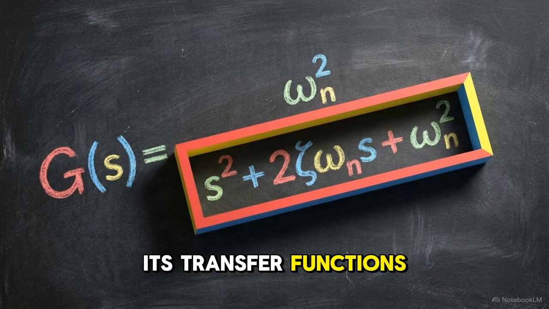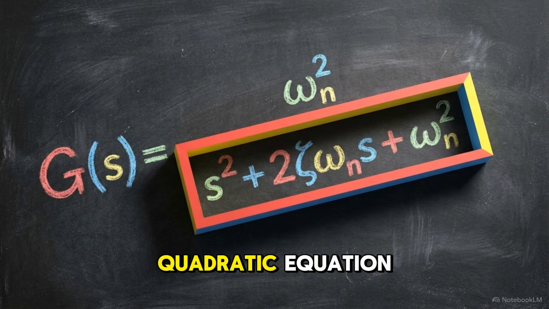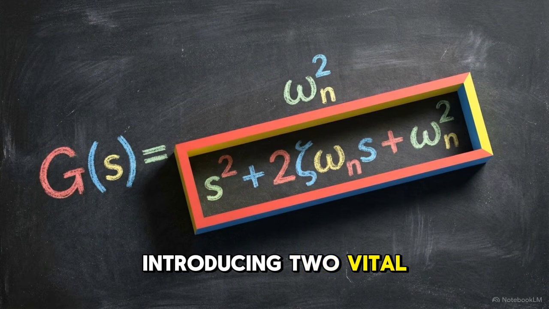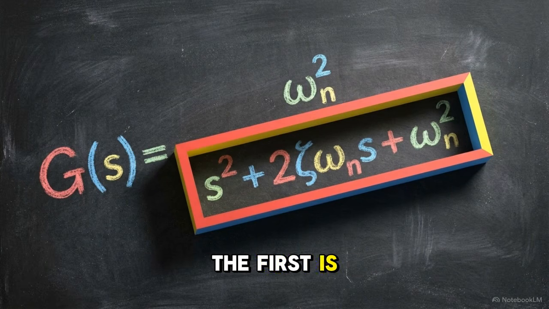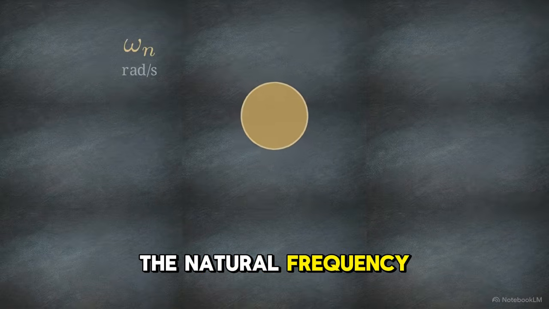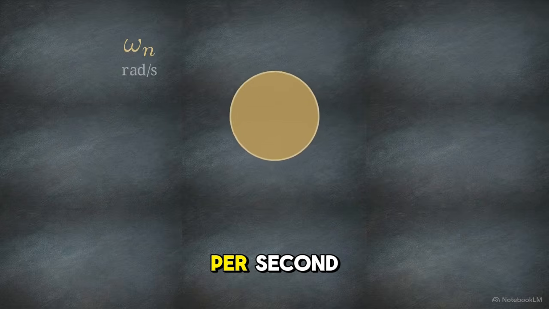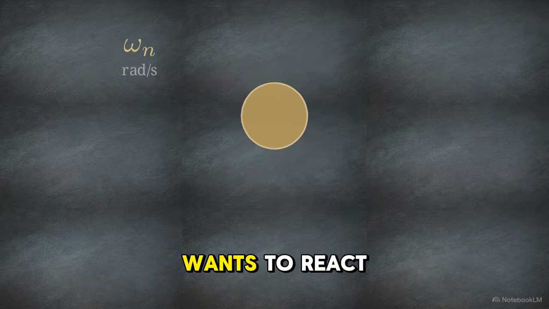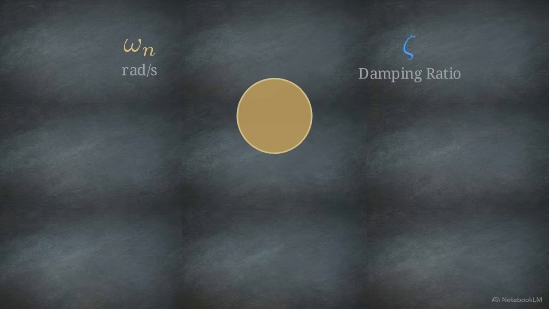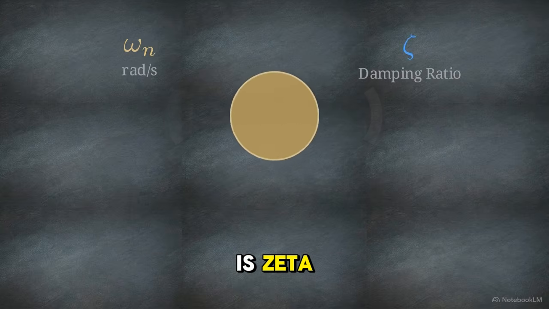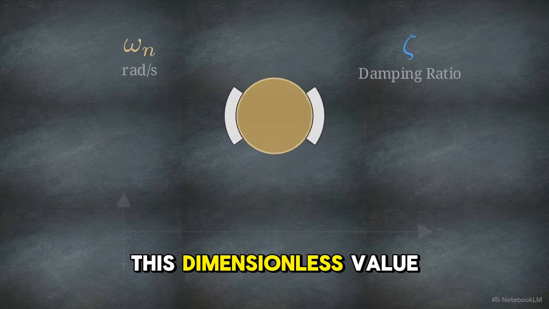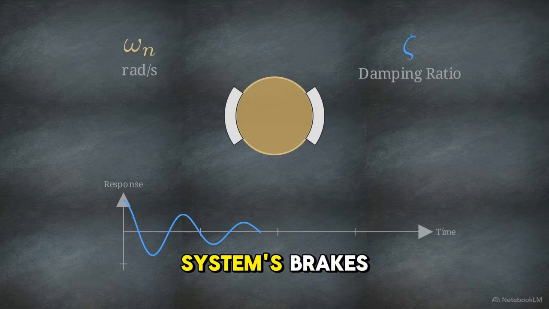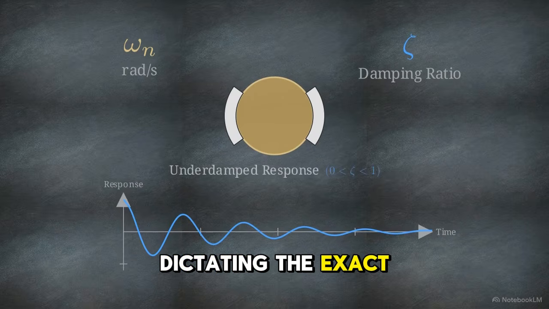Its transfer function's denominator expands into a quadratic equation, introducing two vital new parameters. The first is omega n, the natural frequency. Measured in radians per second, it dictates the raw speed of the system, how aggressively it wants to react to an input. The second parameter is zeta, the damping ratio. This dimensionless value acts as the system's brakes, dictating the exact physical shape of the resulting curve.